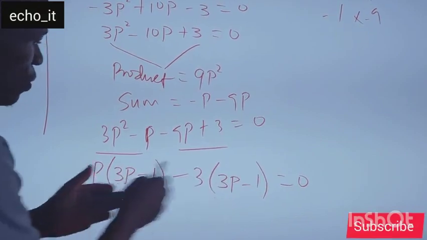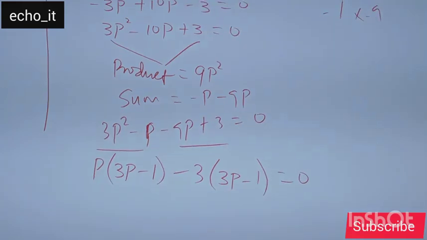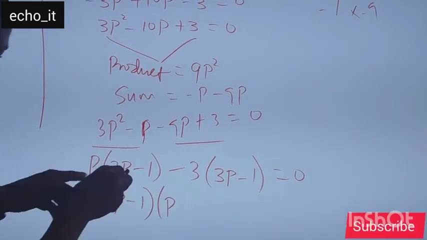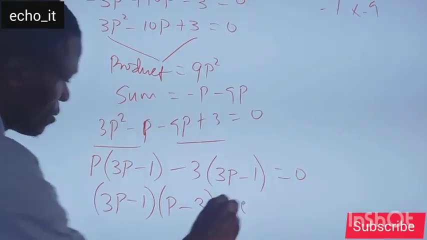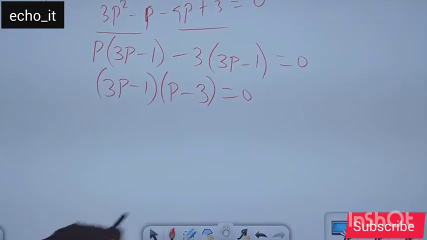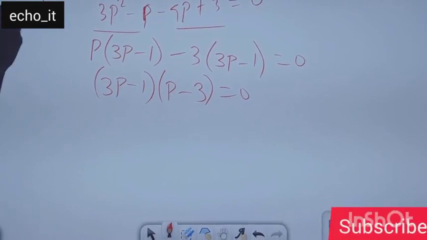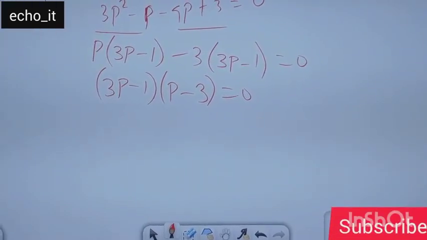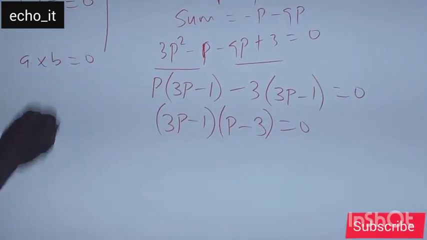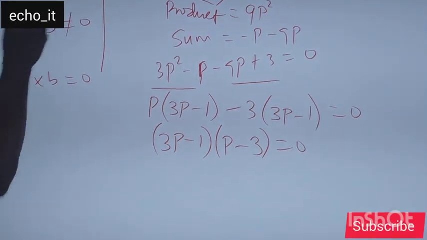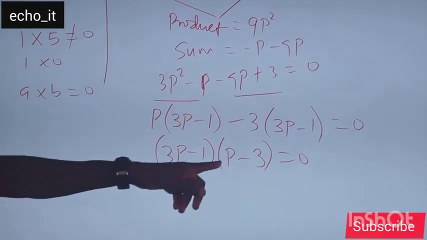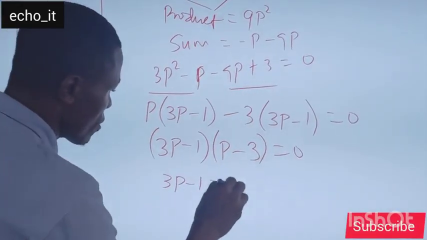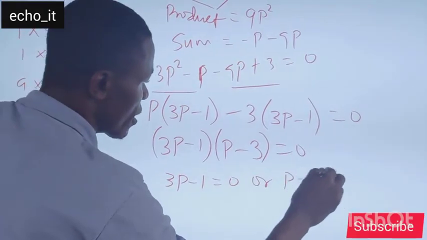Now, looking at these two terms, what do you think is common? 3p minus 1. Bring out your 3p minus 1. Inside, you have what? P here minus 3 equal to 0. We are almost there. Now, if you say a times b equal to 0, it simply means that either a is 0 or b is 0. There is no way you can tell me that 1 times 5 is 0. It's not possible. It's either you have 0 times 5 or 1 times 0 for you to get 0. That's what we're going to do here. This times this equals 0 simply means 3p minus 1 equals to 0 or p minus 3 equals to 0.